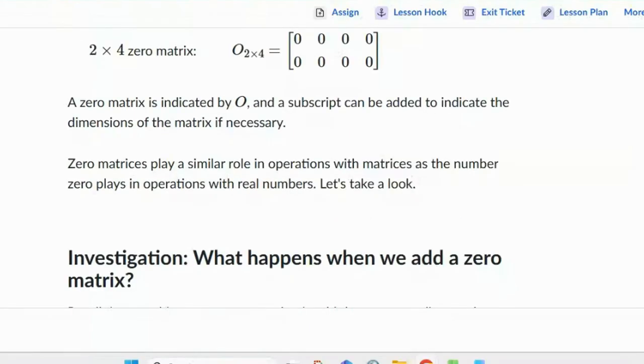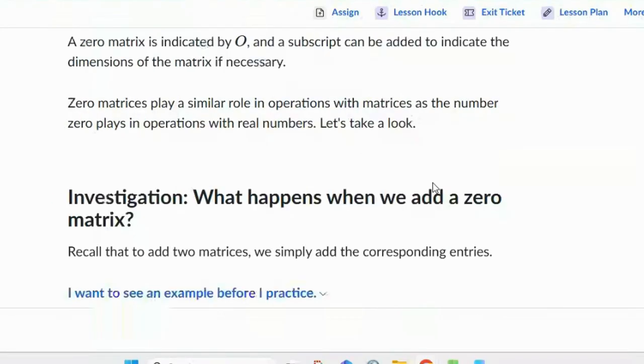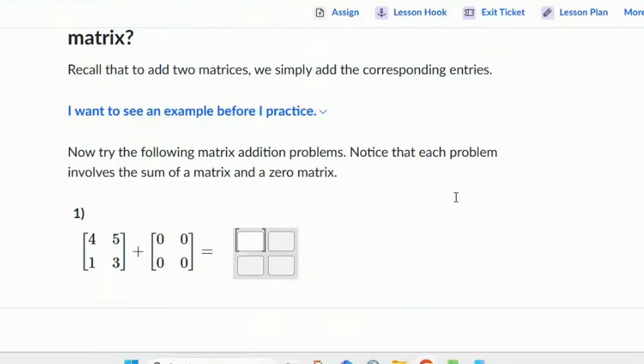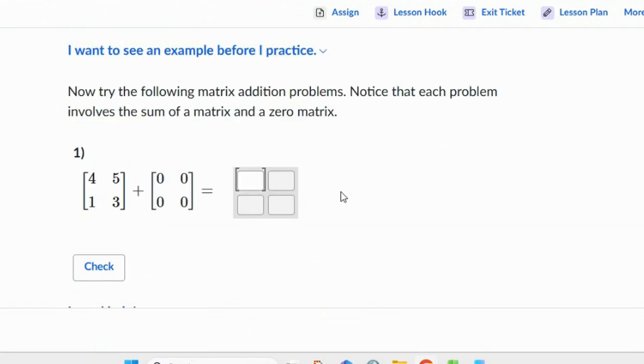So zero matrices play a similar role in operations with matrices as the number 0 plays with real numbers. So let's look at what happens when we add a zero matrix. Says, oh, I want to see an example before I practice. No, I think we can go straight to this. Try the following matrix addition problems.